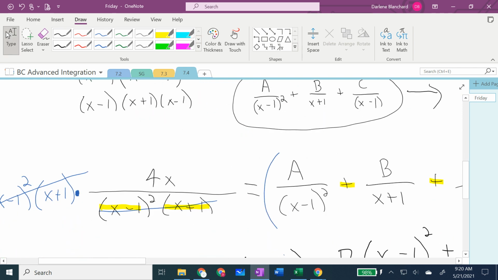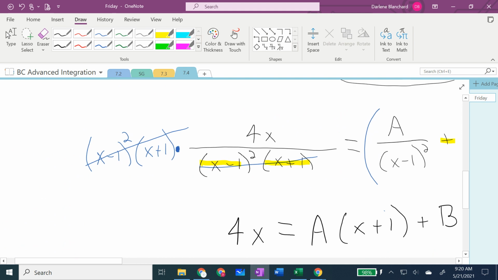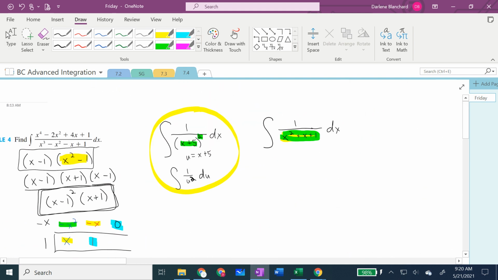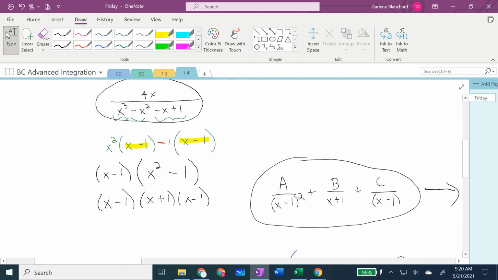I'm trying to figure out where you're at. Up there with A over x minus 1 squared. So I was wondering, because this is like a fourth degree polynomial, and the denominator was a third degree.